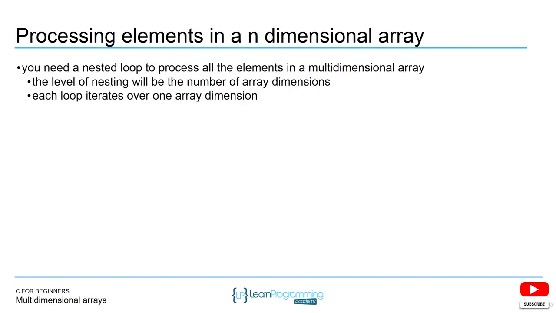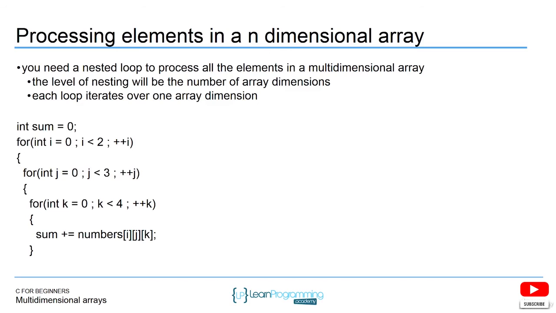When you want to process the elements in a multidimensional array, I mentioned you're going to use nested loops. Again, it's going to correspond directly to the number of dimensions, and each loop is going to iterate over 1 array dimension. So it's going to look something like this. This is an example of a 3-dimensional array. You have an outer loop, and then you have 2 inner loops. The outer loop would essentially go through the rows. The second one will go through the columns, and the third one will go through the blocks.